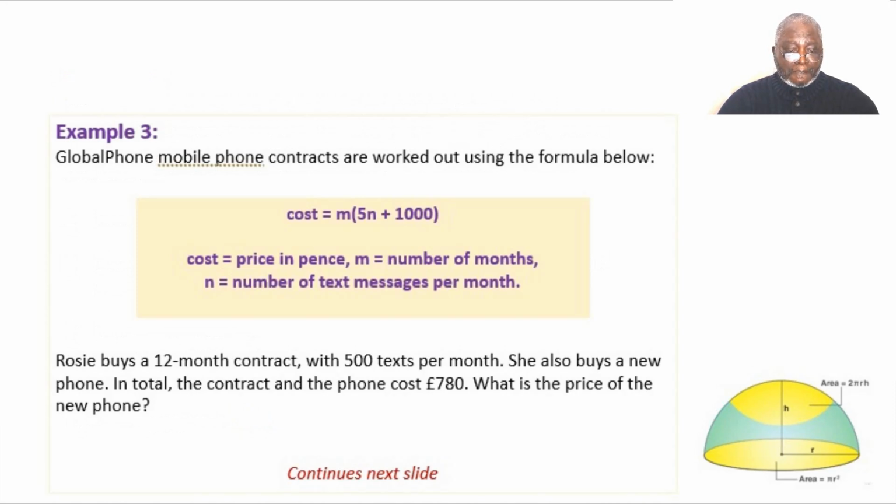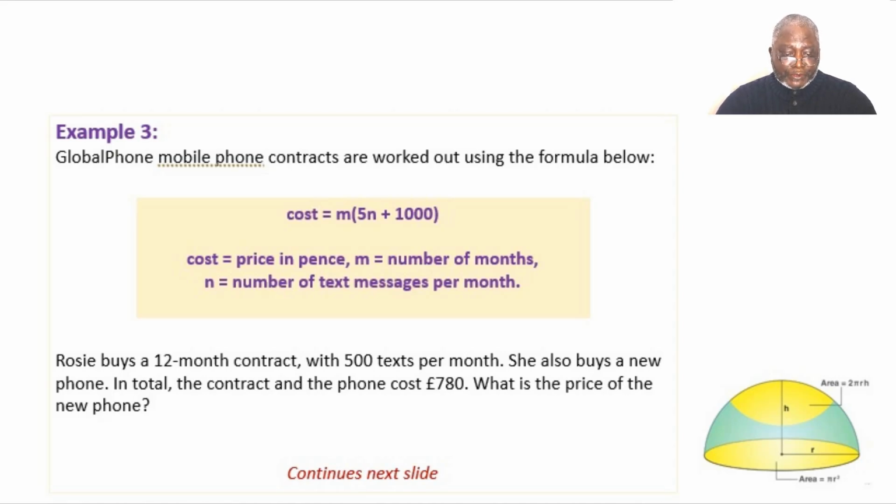Example 3. Global phone, mobile phone contracts are worked out using the formula below. Cost is equal to M open brackets 5N plus 1000 close brackets. 5N means 5 times N. Cost is in price in pence. M is equal to number of months. N is equal to number of text messages per month.